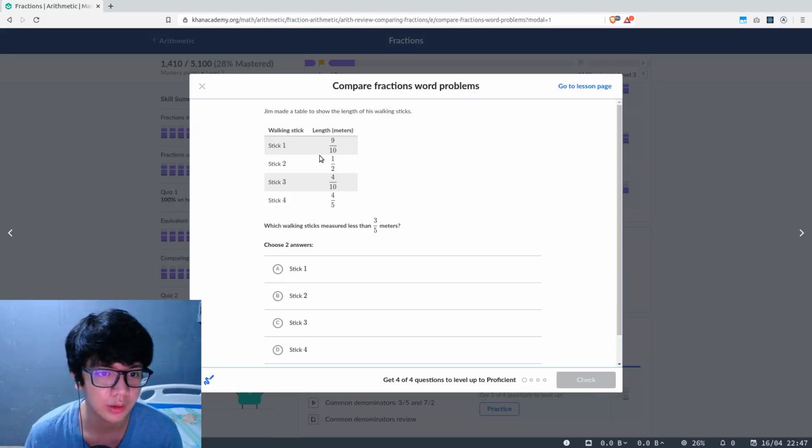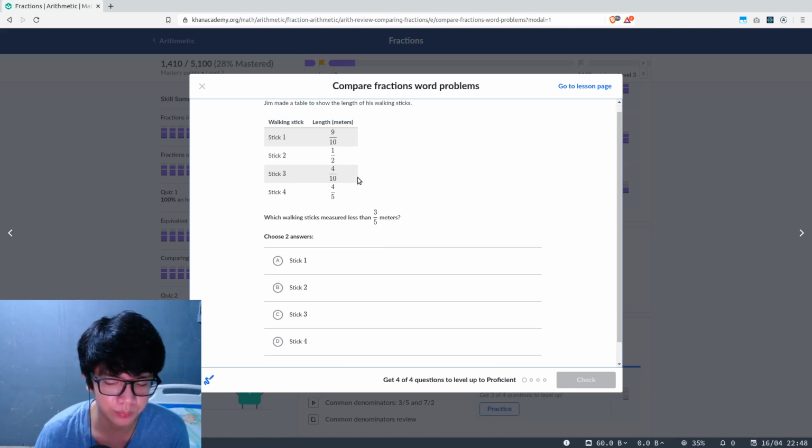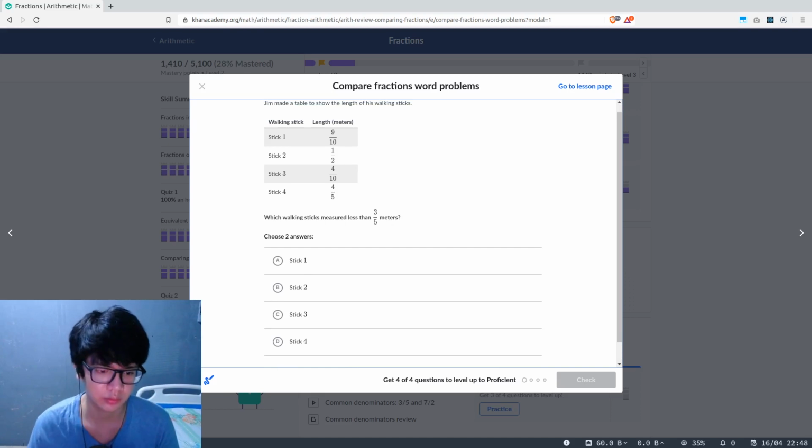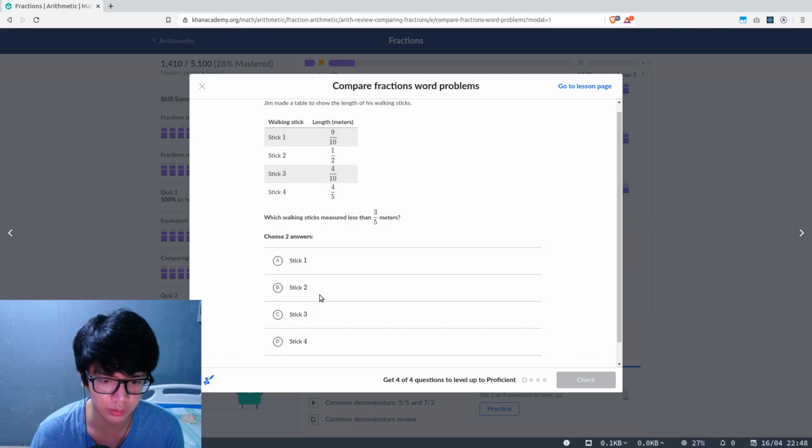He made a table to show the length of his walking sticks. Which walking sticks measured less than 3/5? This is hard. So 3/5 is the same as 6/10. Less than. So 1/2 is less. And 4. Okay, stick 2 and 3.